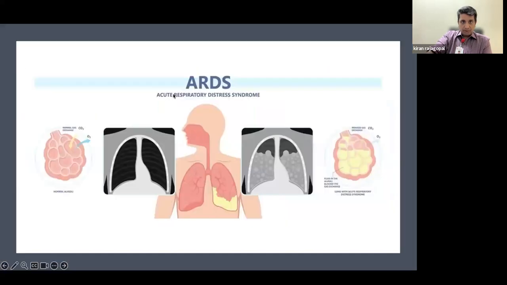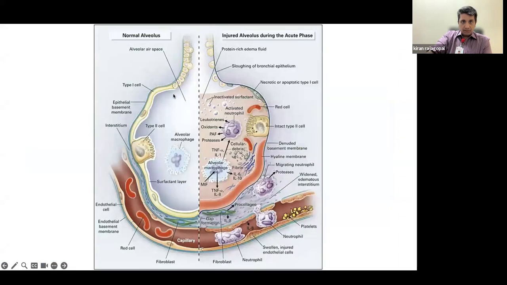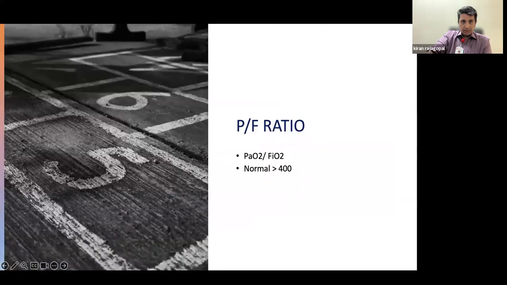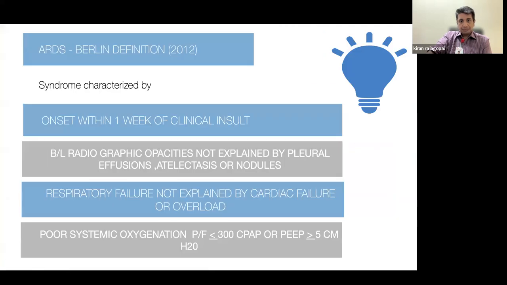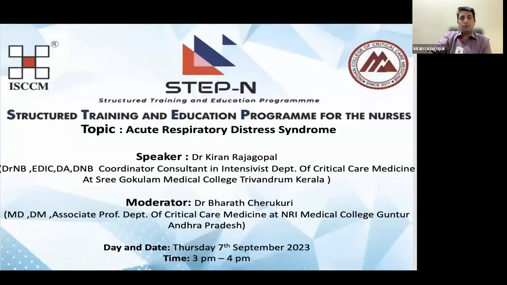See, the problem with the Berlin definition. See the fourth criterion: PF ratio less than or equal to 300 at a PEEP of more than or equal to 5. Our patient was on 10 liter O2.